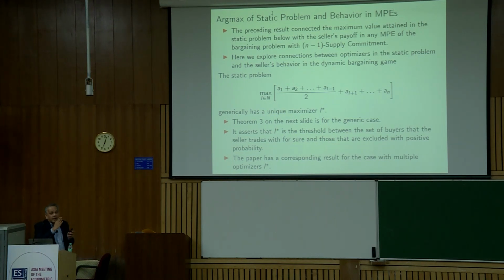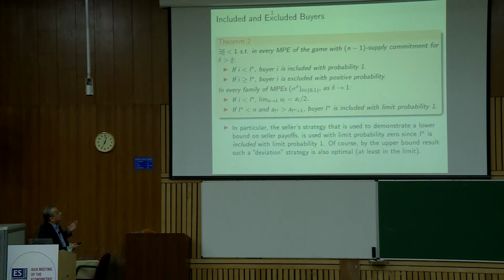So it turns out, as you might expect, that buyers with lower indices than L star are actually traded with probability 1, for high enough delta. But buyer L star is actually also traded with limit probability 1, not with probability 1, but in the limit with probability 1, which is interesting because the strategy that we used to get the lower bound involved excluding buyer L star. But in any equilibrium, actually, buyer L star is included. In fact, it is included in the limit with probability 1. Okay, so the exclusions involve buyers with indices lower than L star, as it turns out.